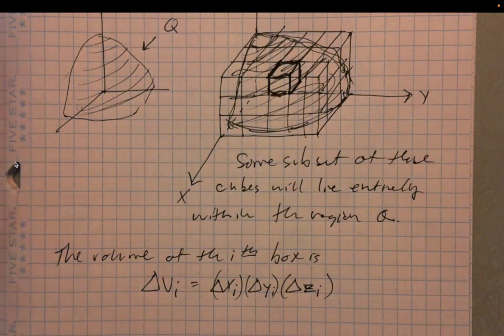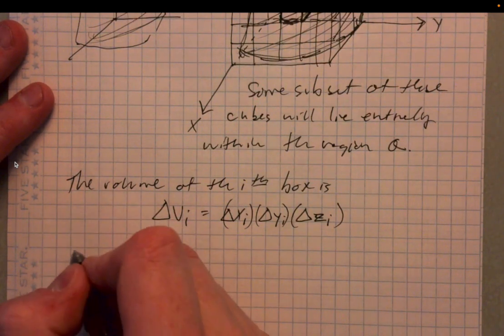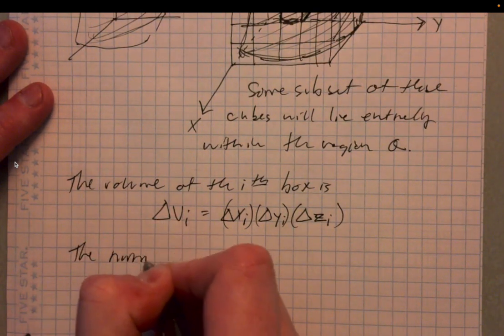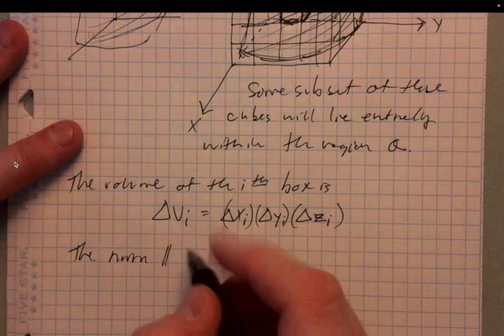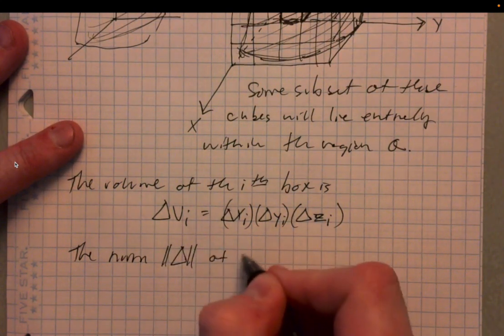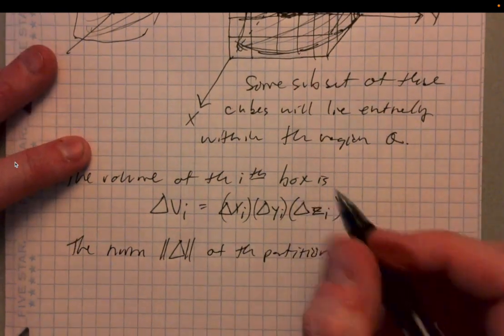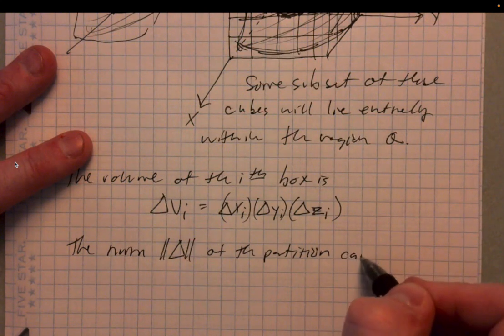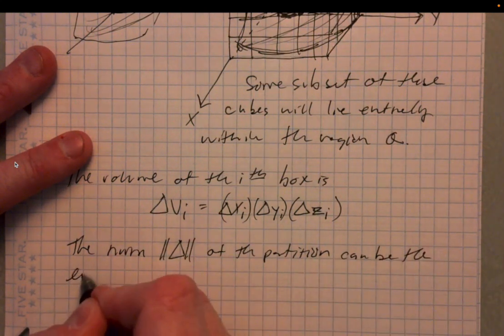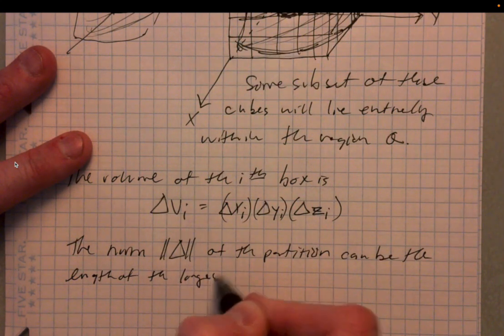Just like before, we can define a norm. The norm of the partition, which we'll denote in the usual way here, can be the length of the longest diagonal.